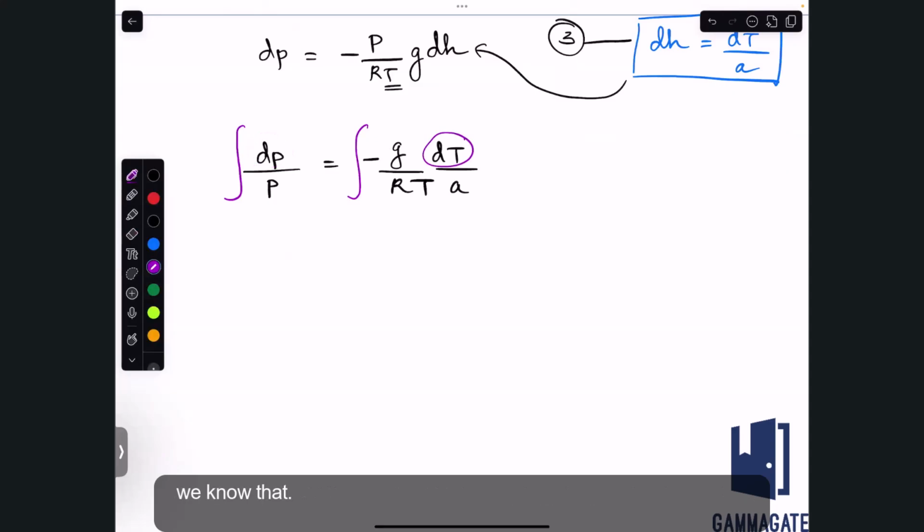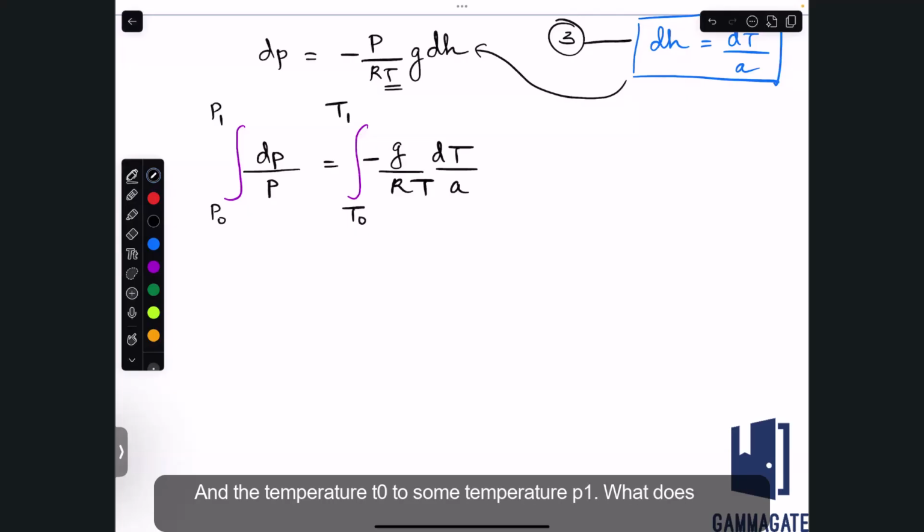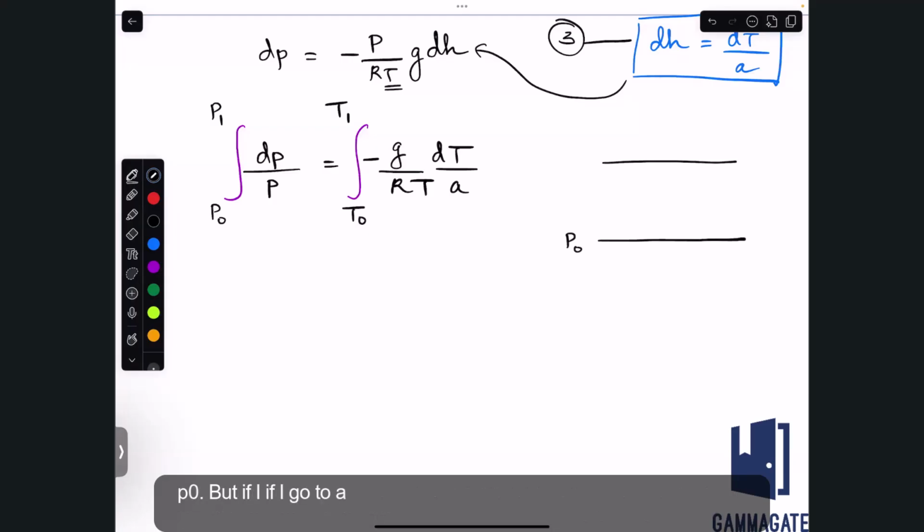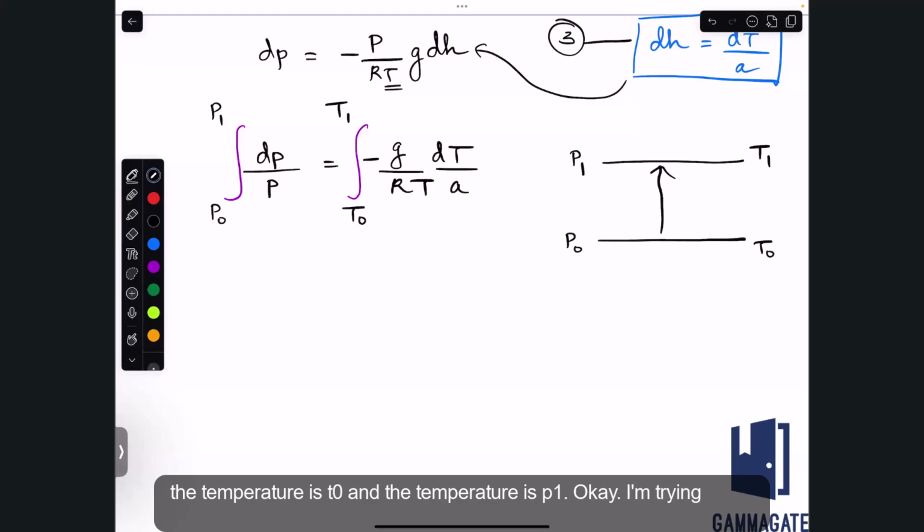Now that means I'm going to go from the pressure P naught to some pressure P1, and the temperature T naught to some temperature T1. What does this mean? If I am at some base level, I know the pressure is P naught. But if I go to a certain height, then what will my pressure become? It will become P1. And the temperature is T naught and then T1. This is what I'm trying to do.